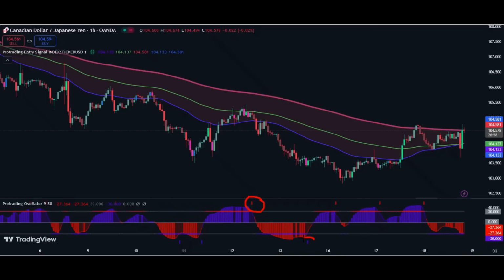And here you have the blue arrow pointing up. This is the point where the indicator is giving you a buy signal. So how do we use this indicator?